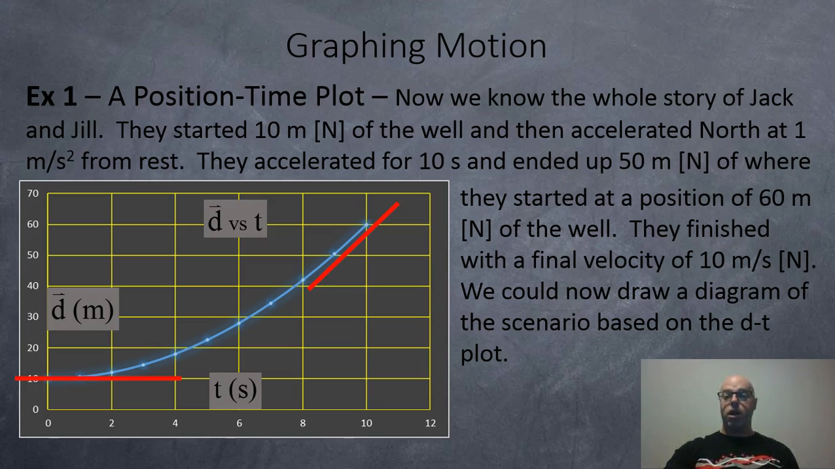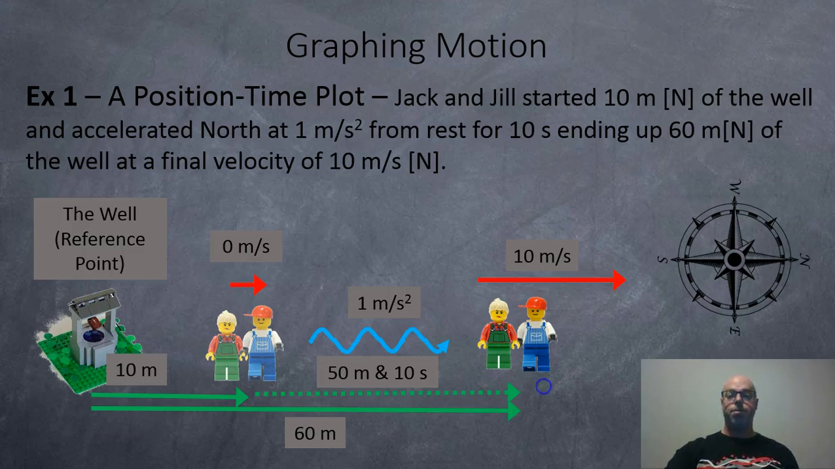We could now draw a diagram of the scenario based on the DT plot. And here we go. So here's the well, and we've rotated the compass here, so north is on the right side of the slide. So here they are, Jack and Jill are starting off 10 meters north of the well. They accelerate at 1 meter per second squared, and 10 seconds later, they're running at 10 meters per second over here at a final position of 60 meters.